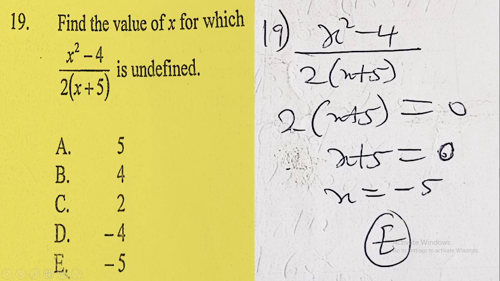So what's the denominator? 2 into s plus 5 equals 0. We can divide both sides by 2, and that will be s plus 5 equals 0. Then take 5 to the other side, that will be s equals minus 5. So the value of s that will make this fraction undefined is minus 5, because if I put minus 5 here, I have minus 5 plus 5, that gives us 0. So 0 times 2 gives us 0. That means this fraction will be undefined. So option E is the correct option here.